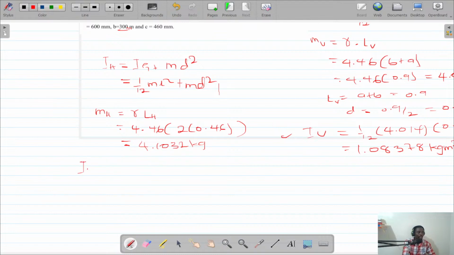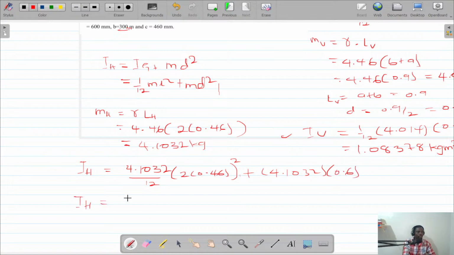So I of the horizontal rod will be equal to 4.1032 all on 12 multiplying the length, which is 2 times 0.46, and that's the length, right? So plus the mass 4.1032, and our d is a, which is 0.6.